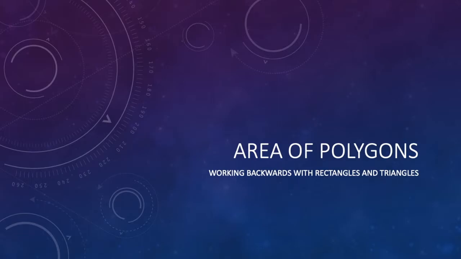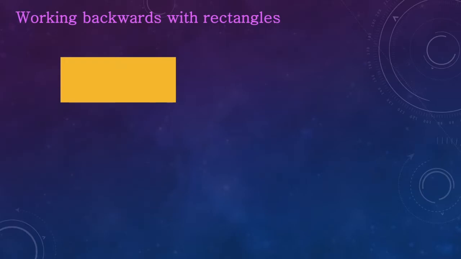All right, so we're going to start off with rectangles. So working backwards with rectangles, as you'll see in a second, is actually a little bit easier than working backwards with triangles because, as you probably already know, the equation is a lot simpler. It is simply area is equal to base times height.